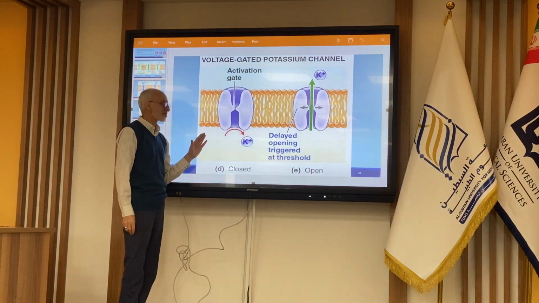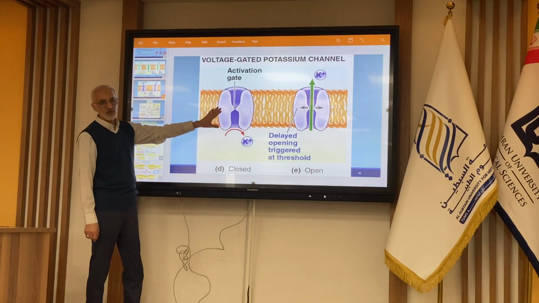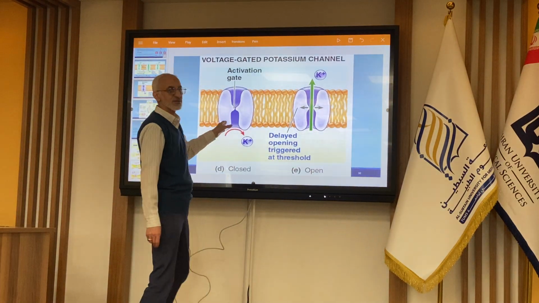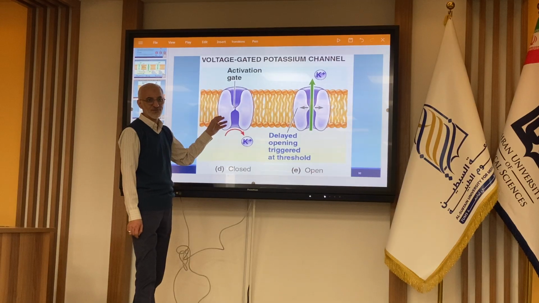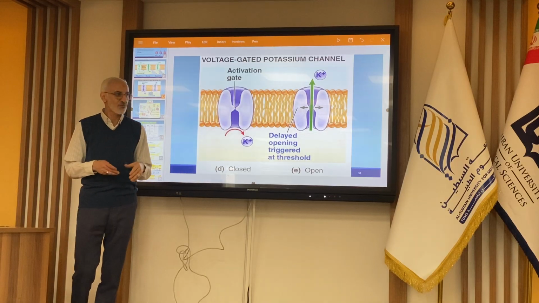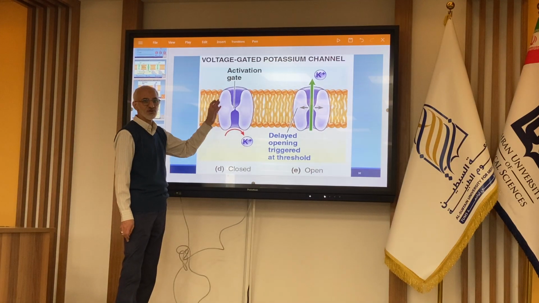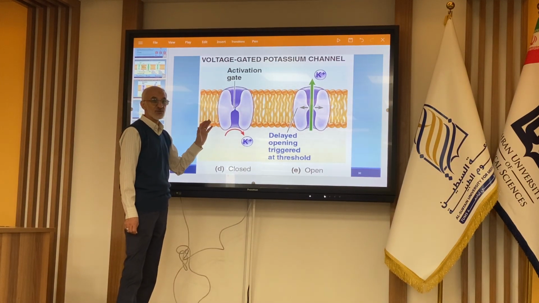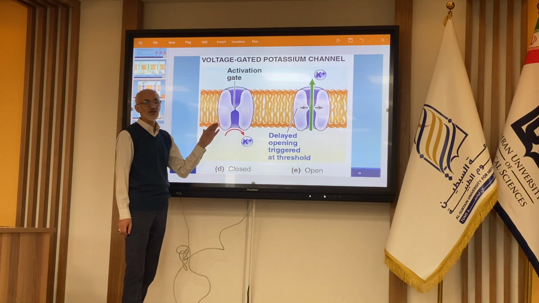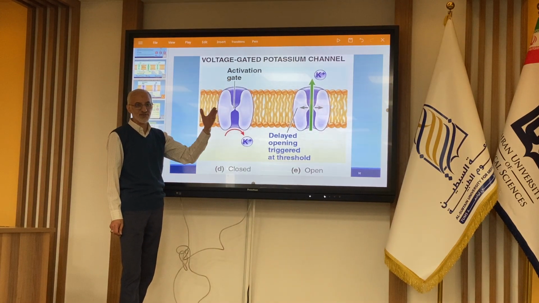The direction of reaching the threshold is important in voltage gated channels. For potassium channels, the threshold is similar to the sodium channels, about minus 50. The potassium channel also opens at the same time that the sodium channel opens. But the sodium channel opens very fast and the potassium channel opens slowly. They are slow. Sodium channels are fast.